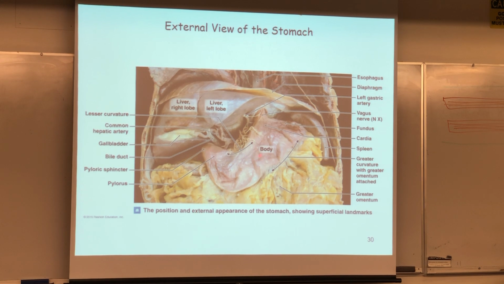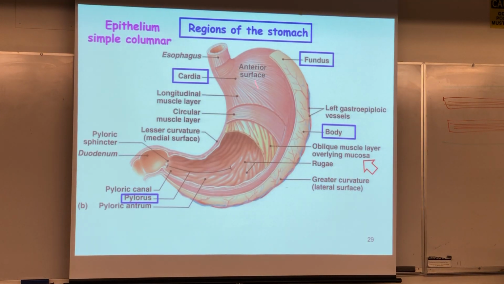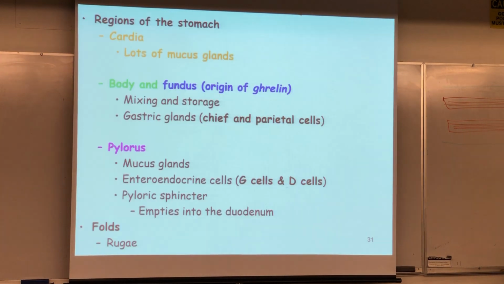But I can see my stomach, so I can see where the cardia would be, and the fundus, and the body, the greater curvature, the greater omentum, a little lesser curvature over here. Let's talk about the regions of the stomach in terms of what they offer in terms of cell types and histology. The cardia, which remember is just this region right along in here, has lots of mucus cells in it. But the body and the fundus is where I'm going to find my chief cells and my parietal cells. You'll find both of them in the body and the fundus.